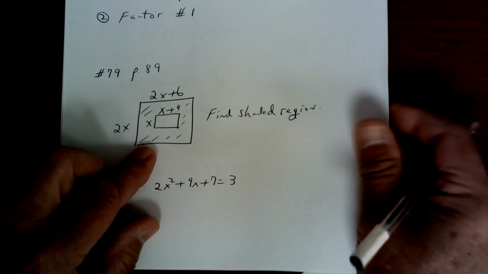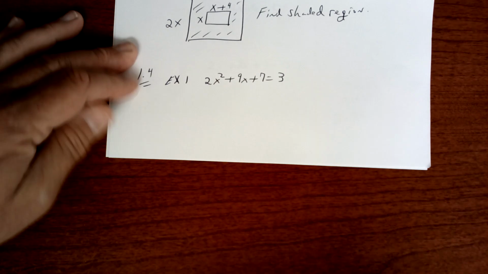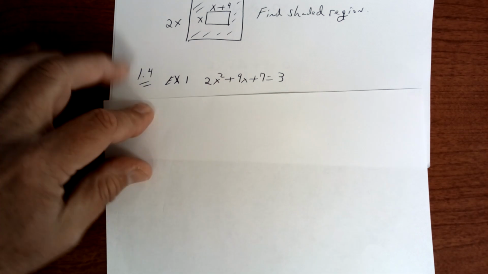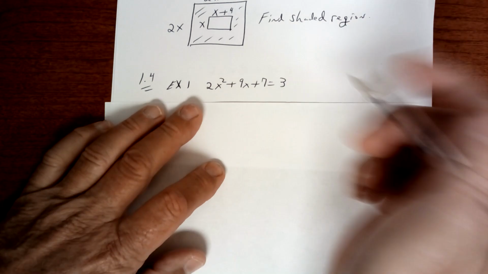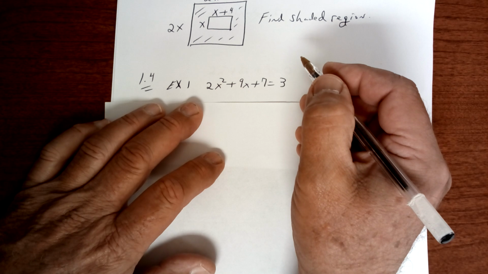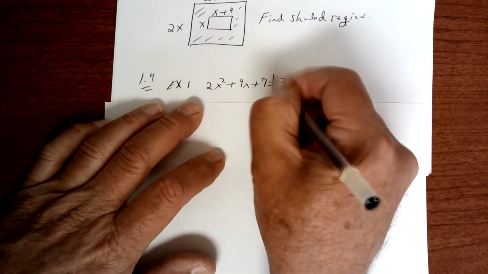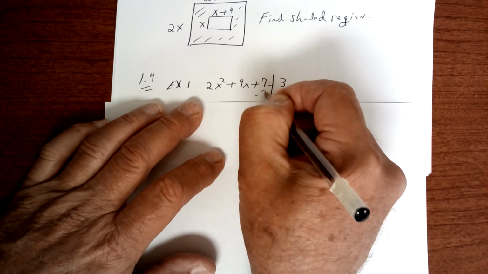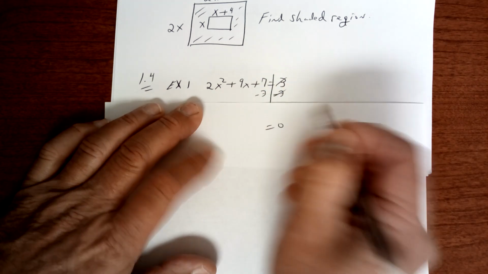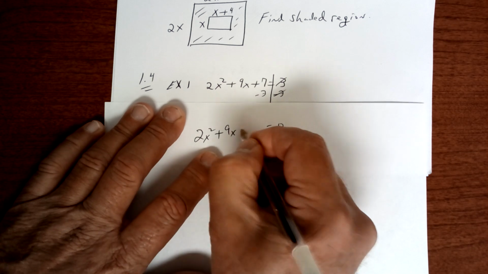All right, so I was going to show you this one, but I want to go on because of time, and let's work this one. To solve this equation here, what I would do first is subtract 3 and get it equal to 0. So I'm going to get 2x squared plus 9x plus 4 equals 0.